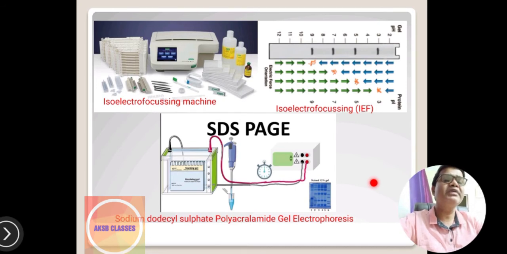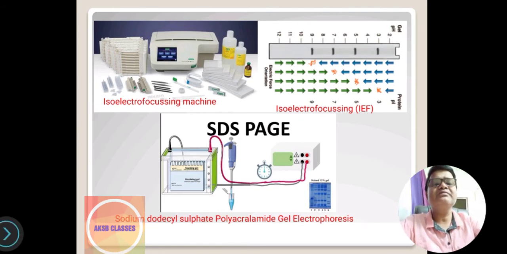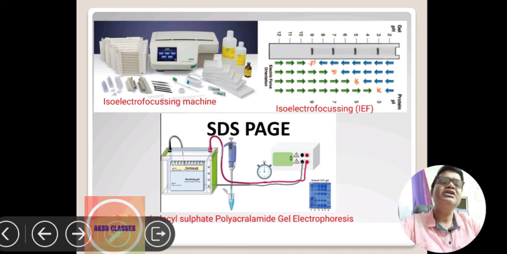So 2D gel electrophoresis is the combination of isoelectric focusing and SDS-PAGE. In one dimension, we separate the protein through isoelectric focusing on the basis of pI. In the second dimension, we separate the protein on the basis of size through SDS-PAGE. So this is one of the important techniques, that is 2D gel electrophoresis.